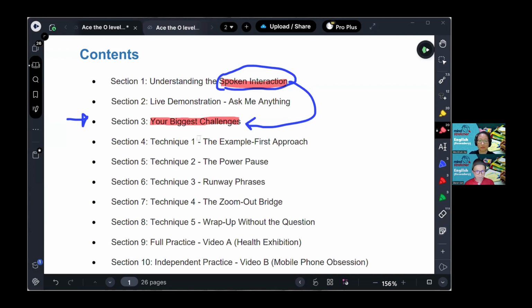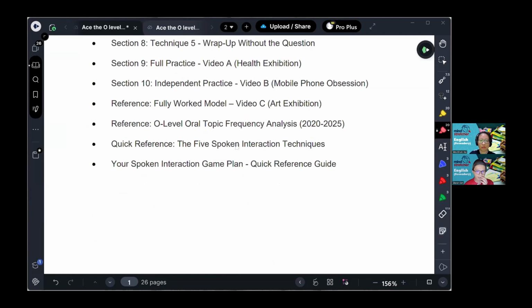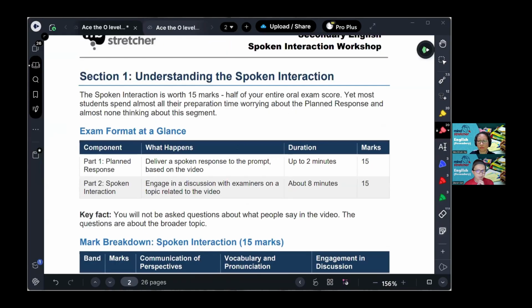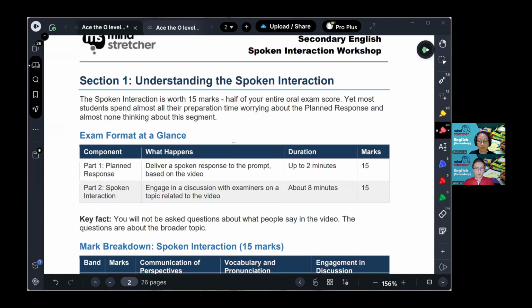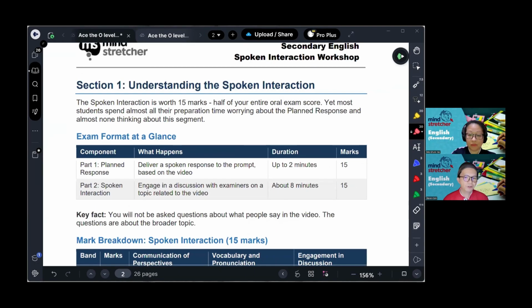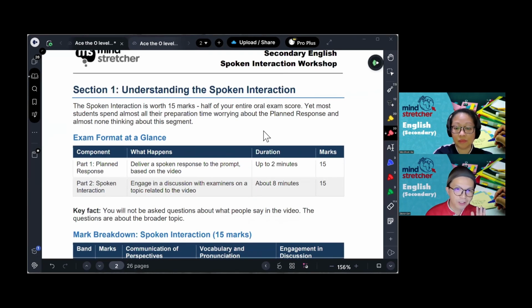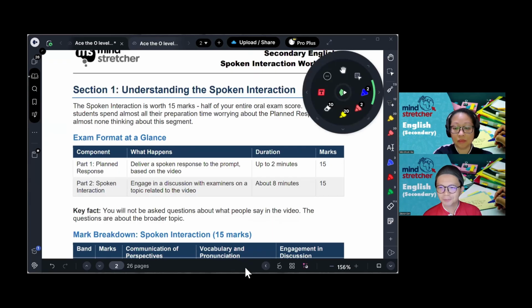Okay, so these are the biggest challenges. So what I would like to do is we do a quick overview first. Okay, so overview when it comes to the spoken interaction. Can you see my screen? Okay, so sorry that I just had to say that. Okay, so I assume that you can all see my screen.